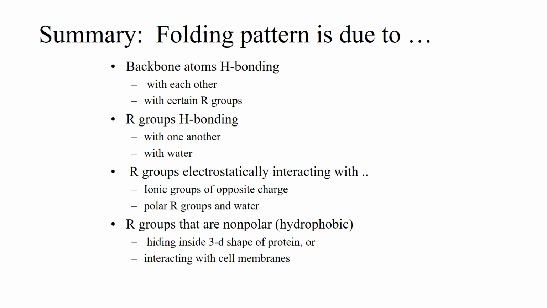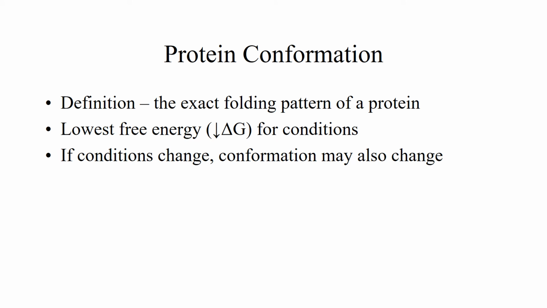So this is a summary slide. You may want to pause your video on this slide and make sure you have all of these listed in your notes. The exact folding pattern of a protein is usually called by the word conformation. The conformation of a protein would be the folding pattern that has the lowest free energy, the lowest delta G for the conditions in which the protein is found. If those intracellular conditions change, the conformation also may change.